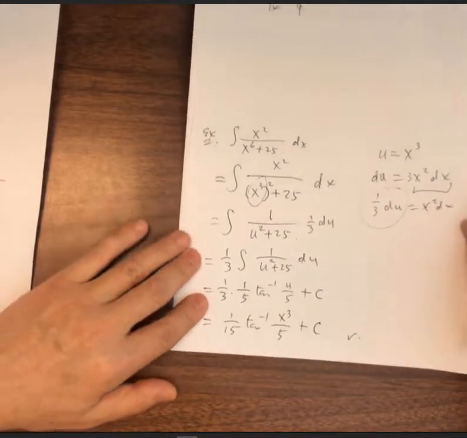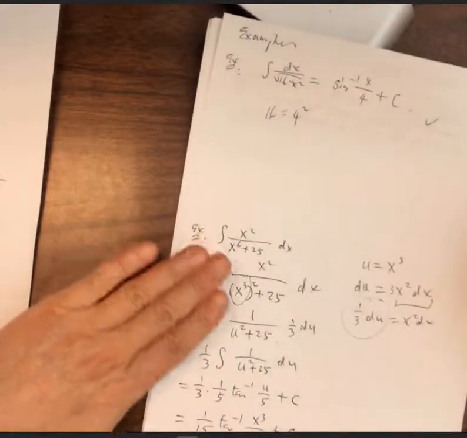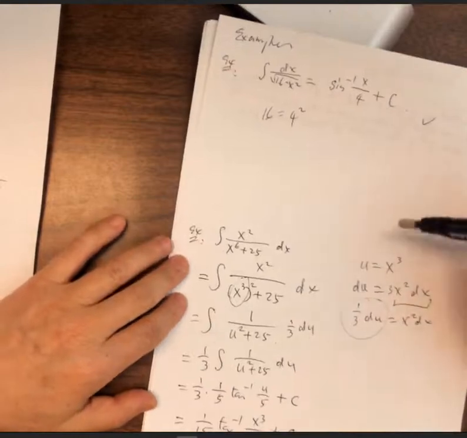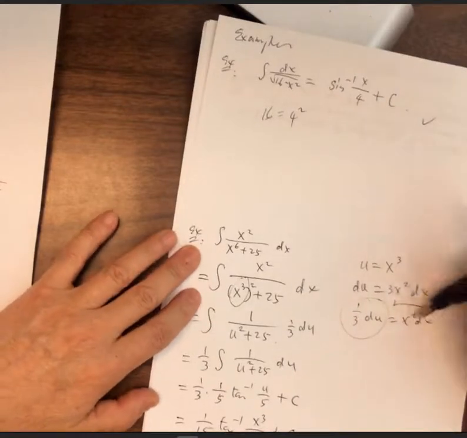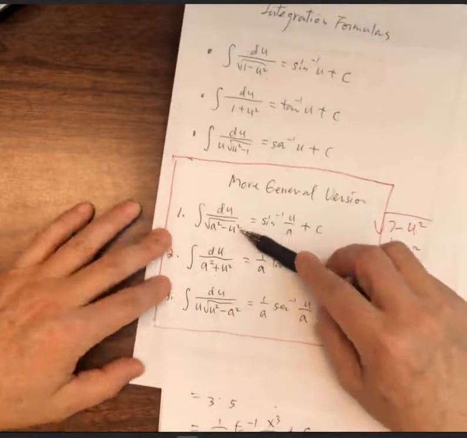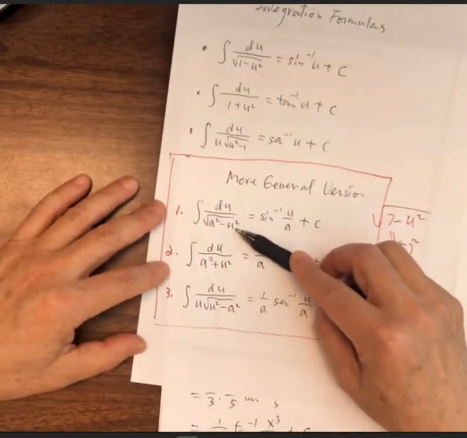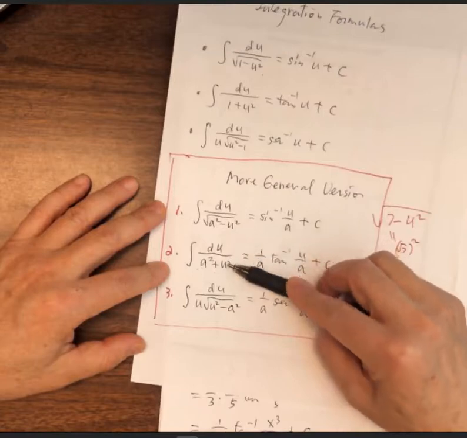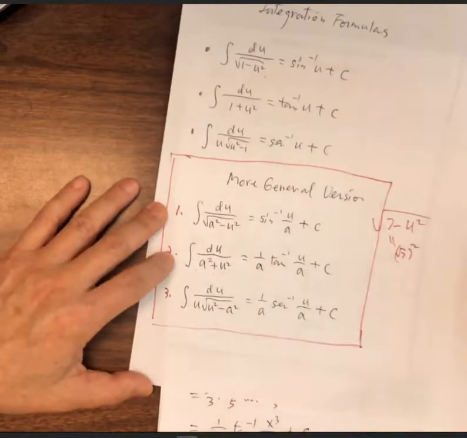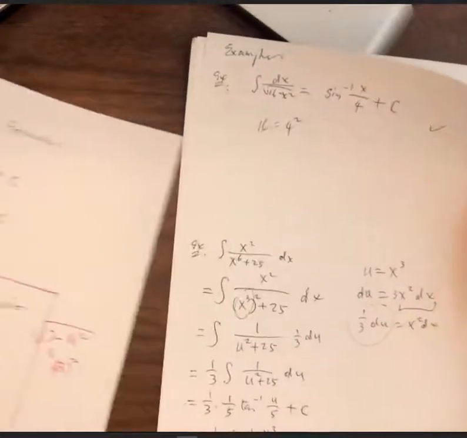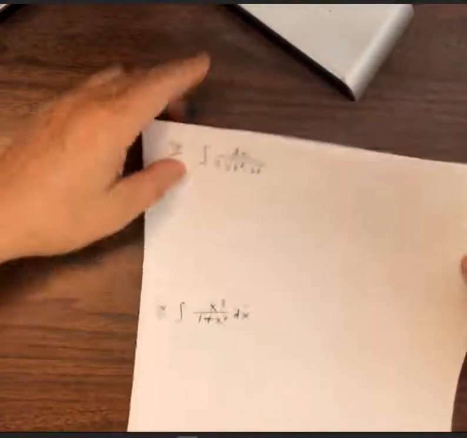Alright, so this problem shows that sometimes we need to rewrite in order to come up with the perfect square term. U square here, u square here, u square here. Very common. Let's see more examples.